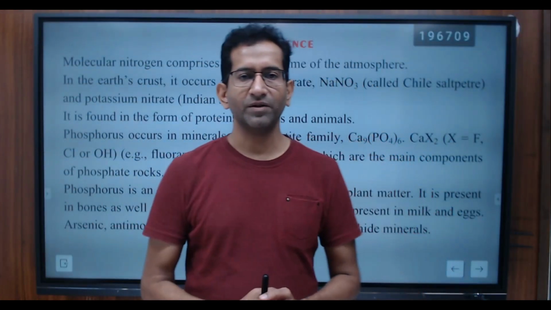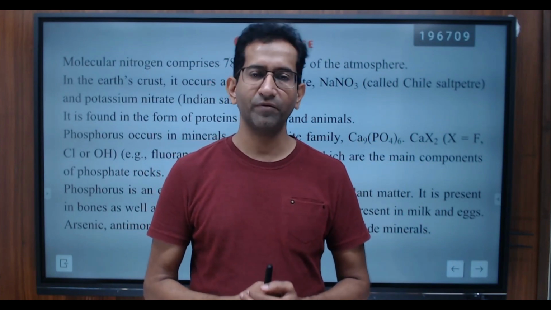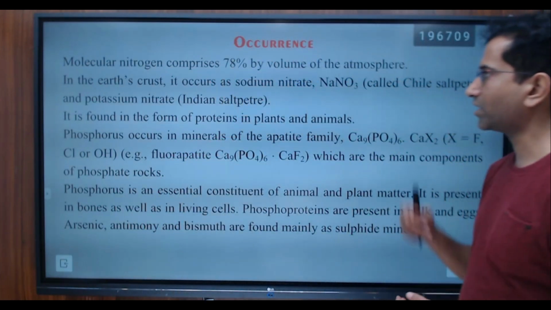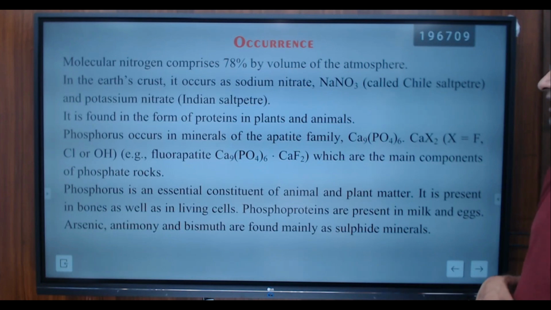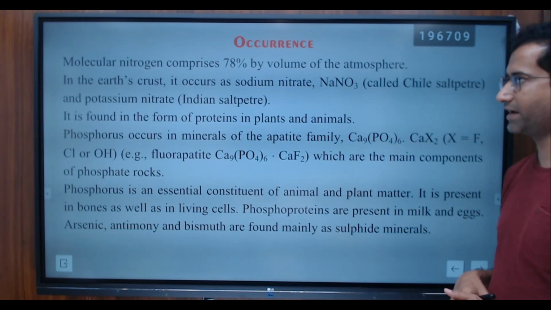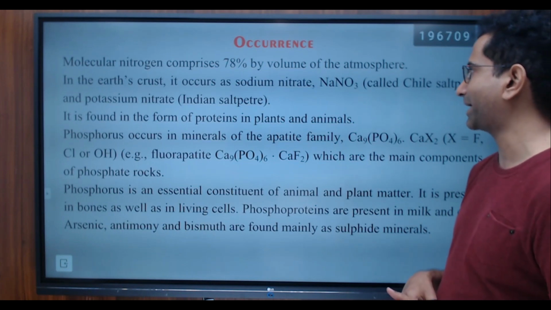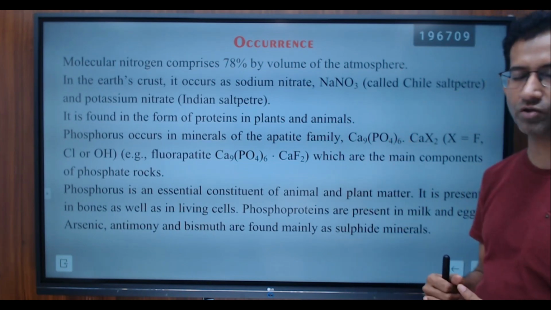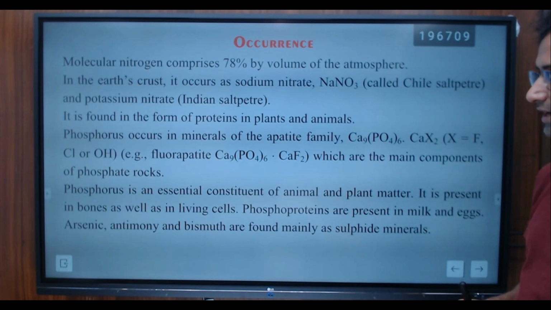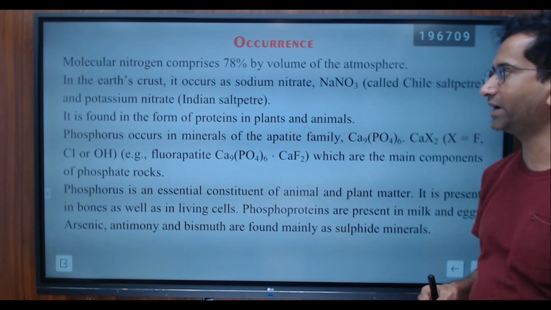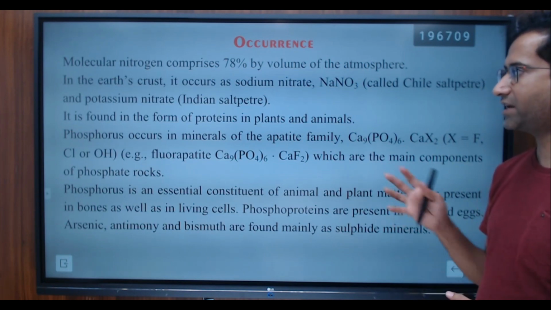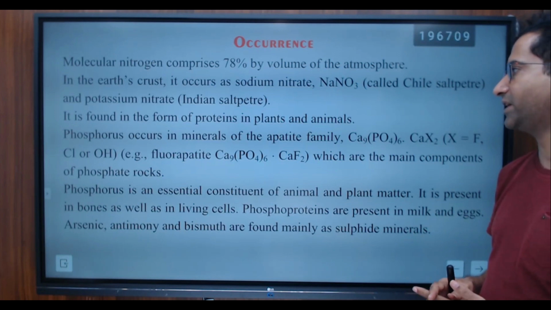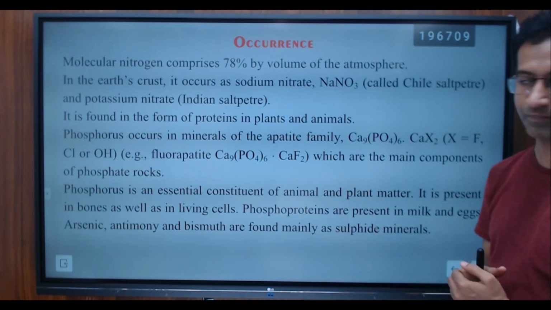Now we'll discuss the occurrence of elements of group 15. Molecular nitrogen comprises 78% by volume of the atmosphere. In the Earth's crust, it occurs as sodium nitrate, NaNO3, which is also called Chile saltpeter, and potassium nitrate, which is called Indian saltpeter. It is found in the form of proteins in plants and animals also.